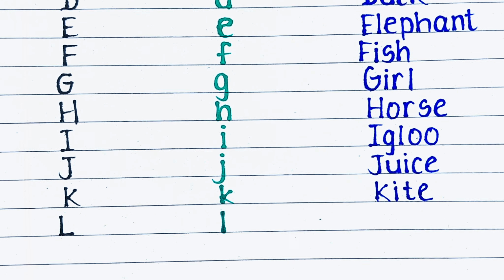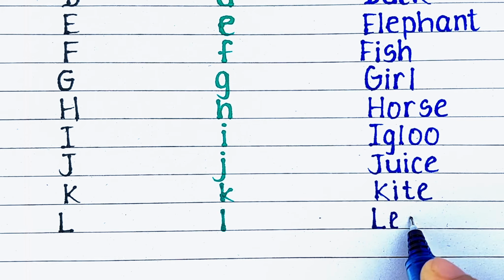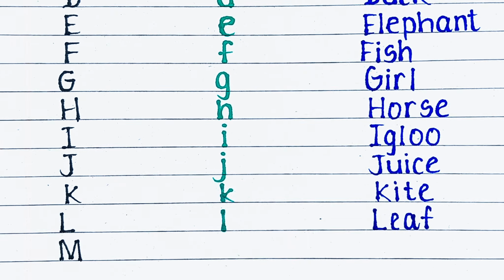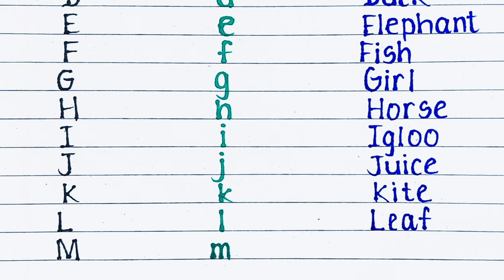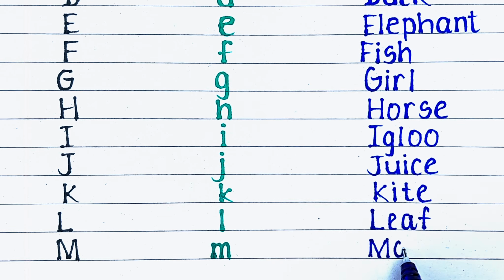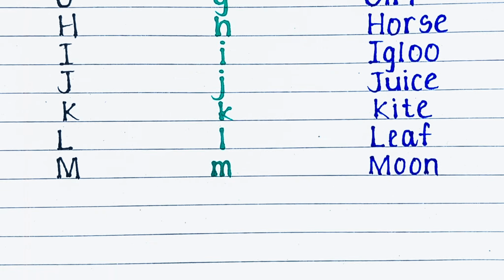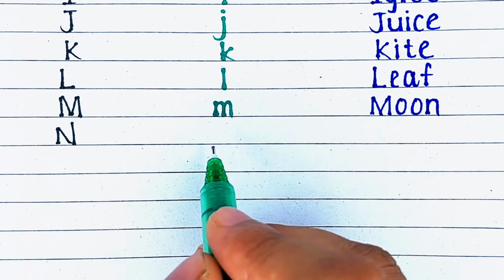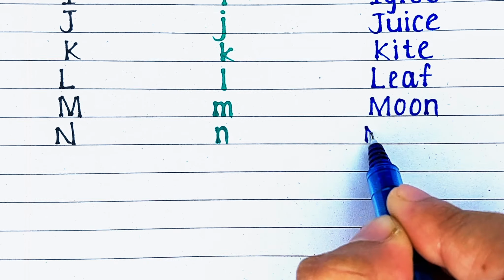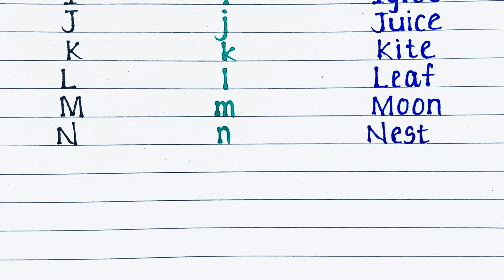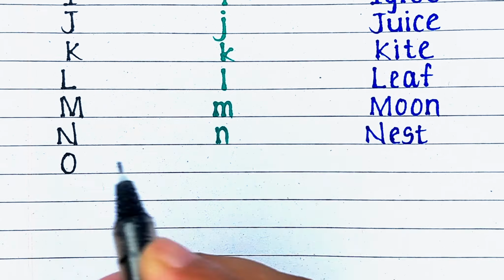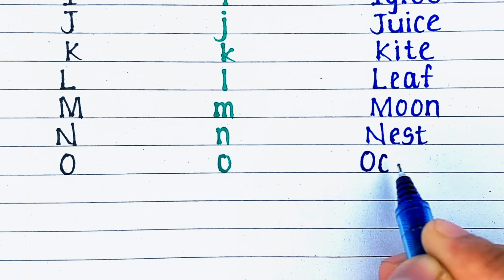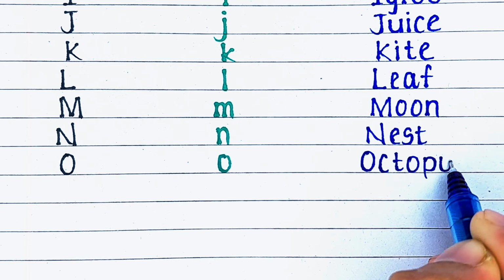Next is capital L, small l, and the word starting with alphabet L is leaf. Next is capital M, small m, and the word is moon. Next is capital N, small n, and the word is nest. Next is capital O, small o, and the word starting with alphabet O is octopus.